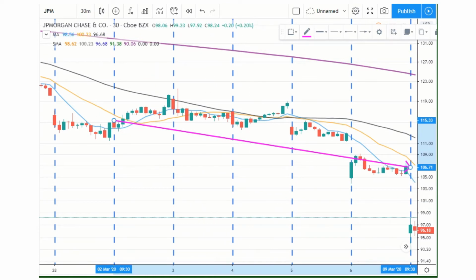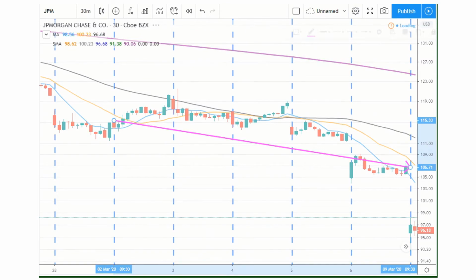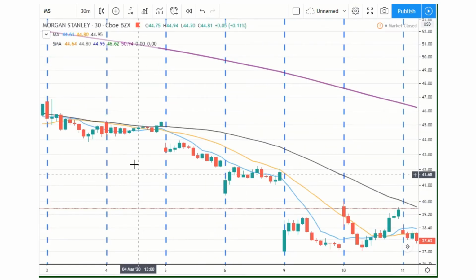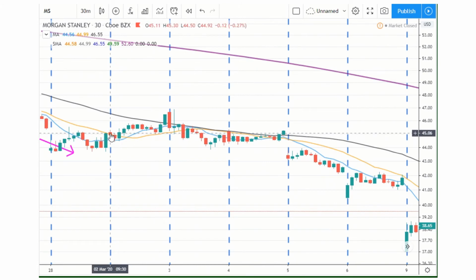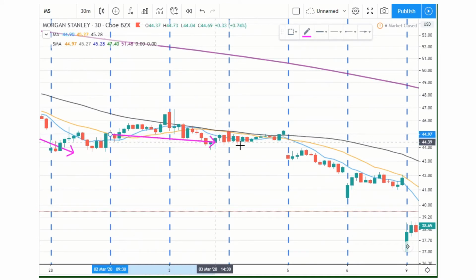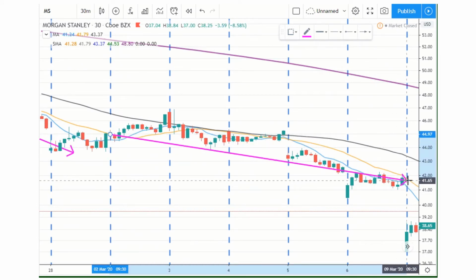Let's also look at Morgan Stanley. Same thing, March the 2nd. The stock opened at 44.97 and it fell to 41.67.